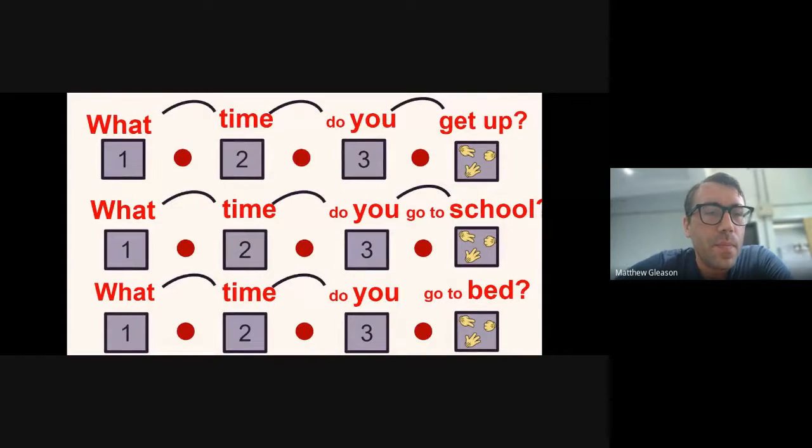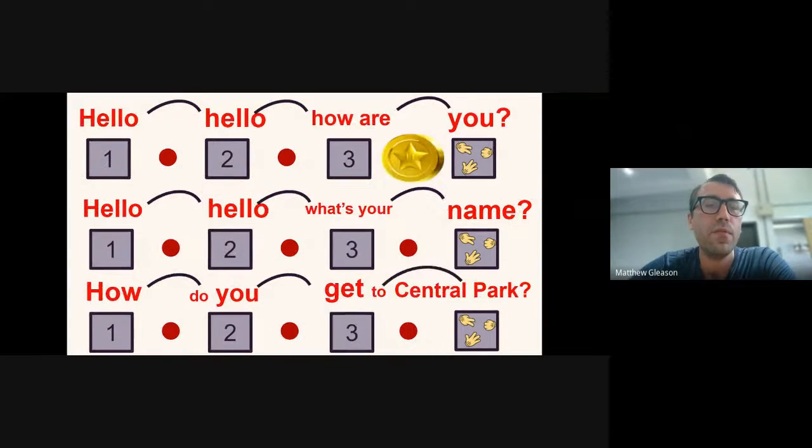So what we can do, instead of rock, paper, scissors, shoot, we can have: what time do you get up? What time do you go to school? What time do you go to bed? And a lot of different target languages we can insert into this basic rock, paper, scissors chant.